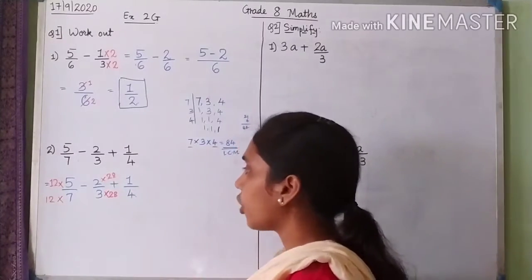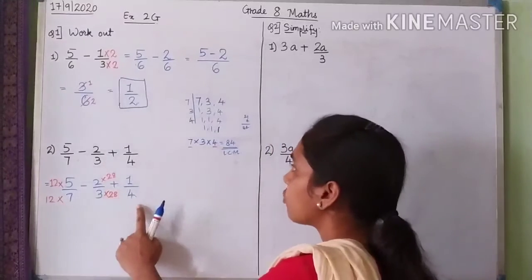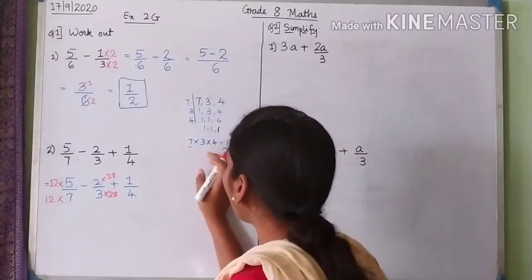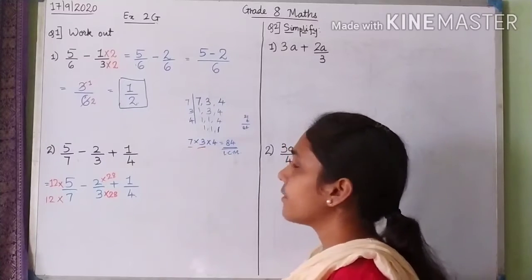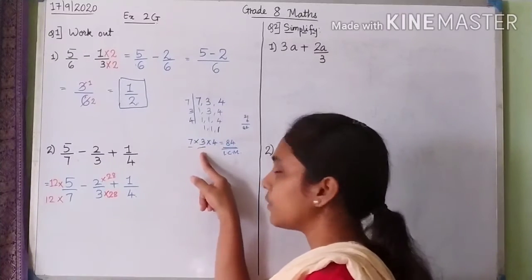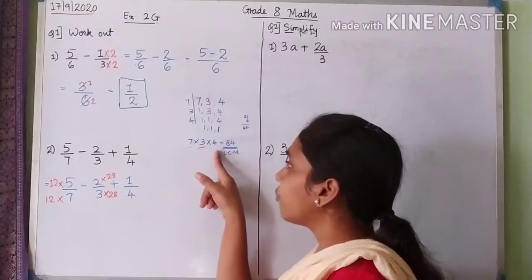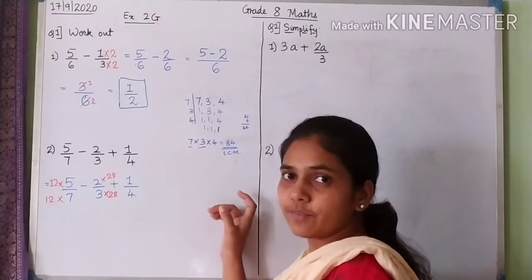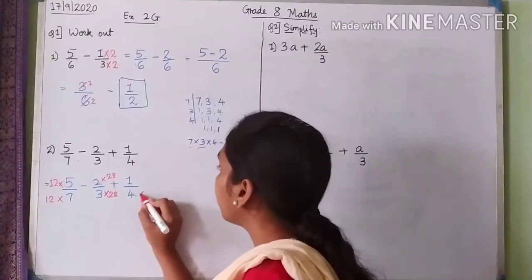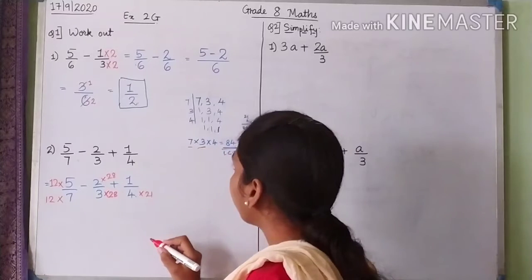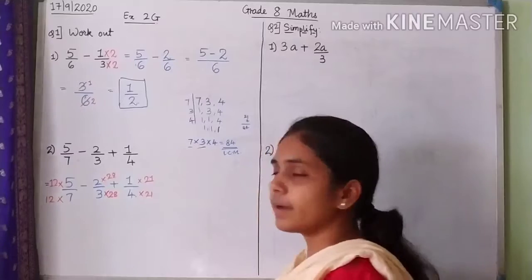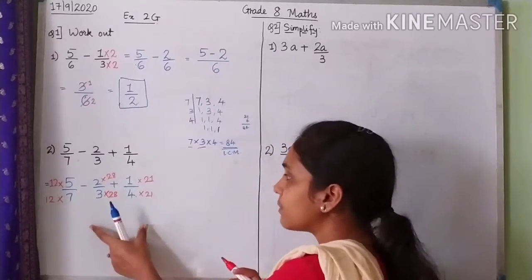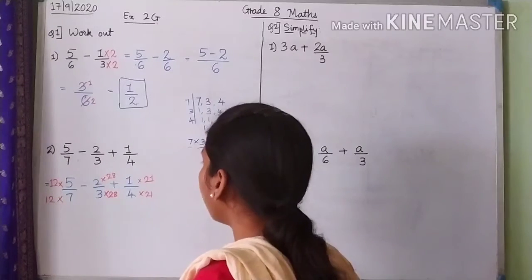Now we go to the third denominator, which is 4. Which number do I multiply by 4 to get 84? Leaving 4, what is left? 7 into 3, which is 21. That means if I multiply 4 by 21, I will get 84. So 4 into 21 is 84. The numerator also I have to multiply by 21. Now let's multiply this and see what we get.